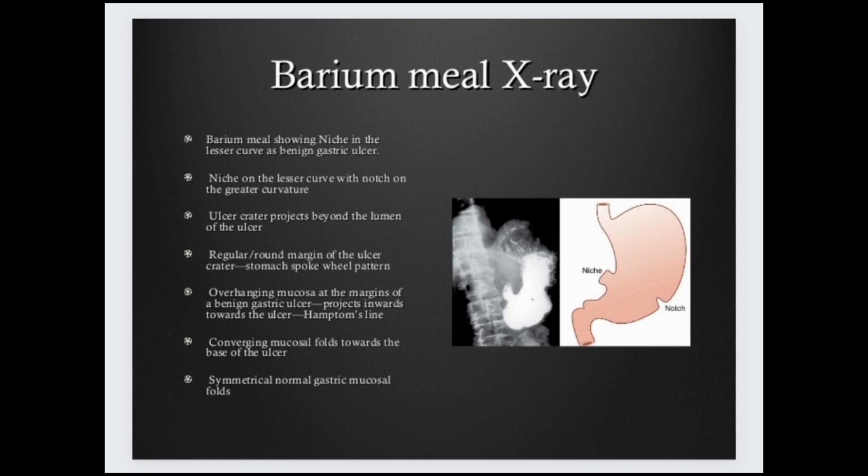Now in barium meal X-ray, another thing you can note in case of gastric ulcer is that if it is in the lesser curvature, you will see what is known as a niche, a projection sort of thing in the X-ray, and if it is in the greater curvature, a notch would be seen in the barium meal X-ray.